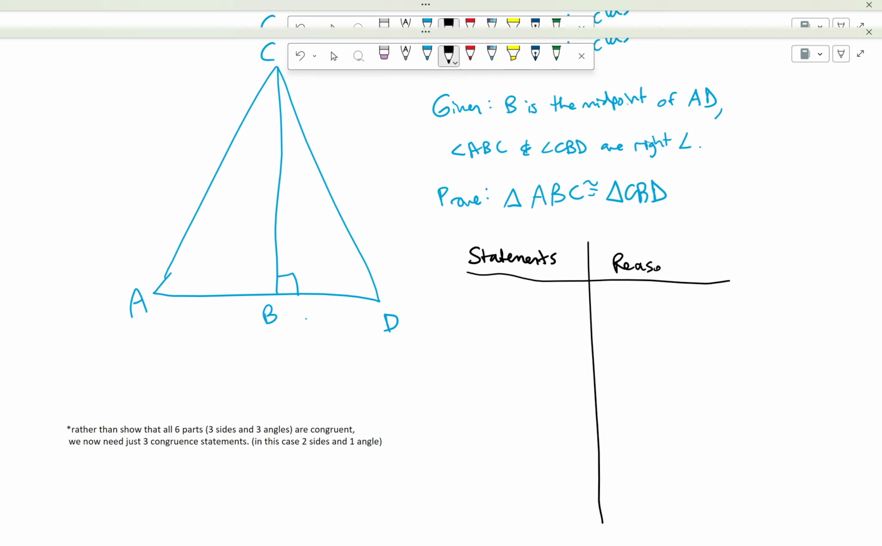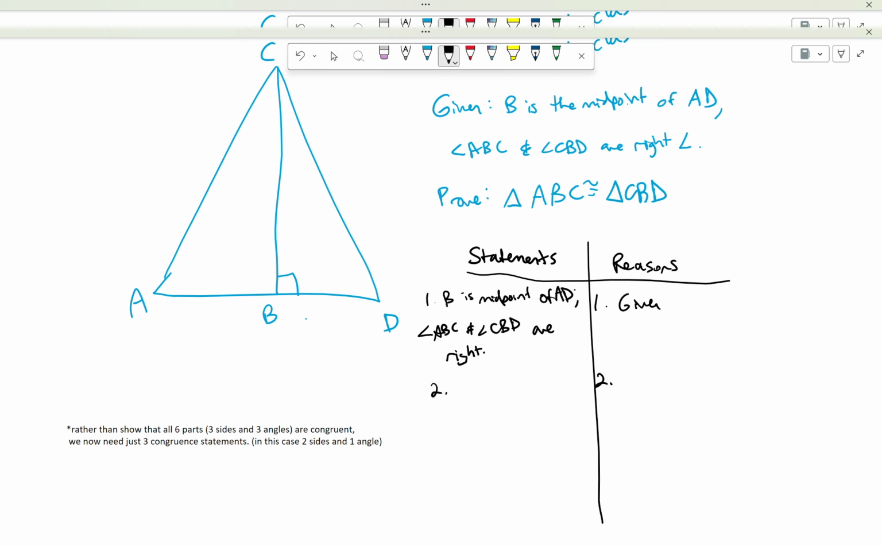So we have our statements and our reasons. Number one: B is the midpoint of AD, and angles ABC and CBD are right angles. So we're just restating what is given to us. Now, step two.